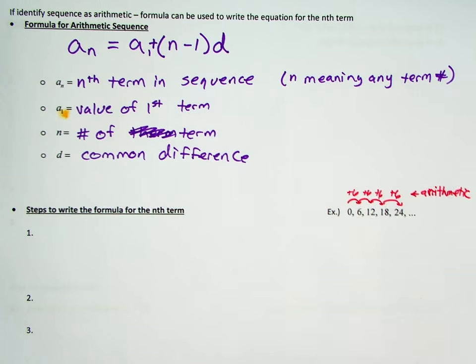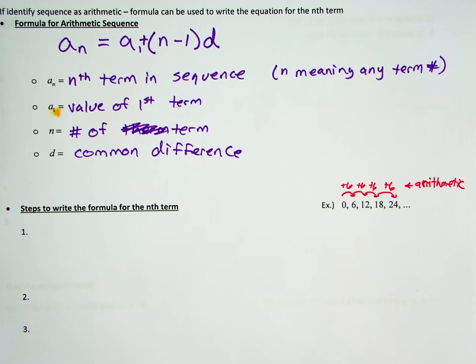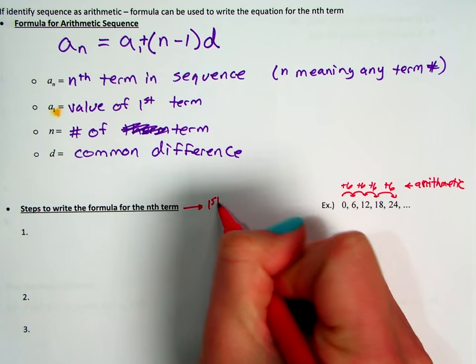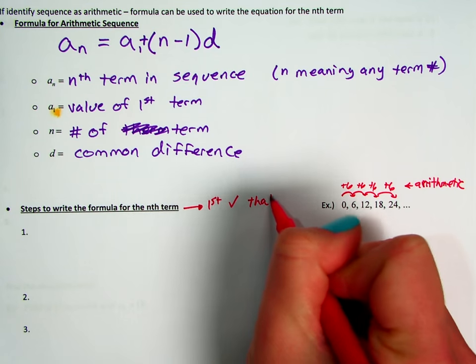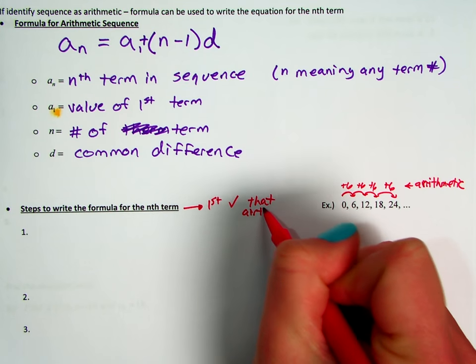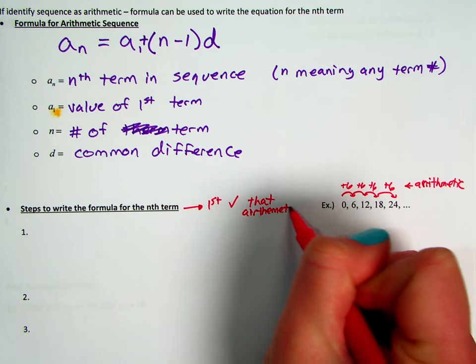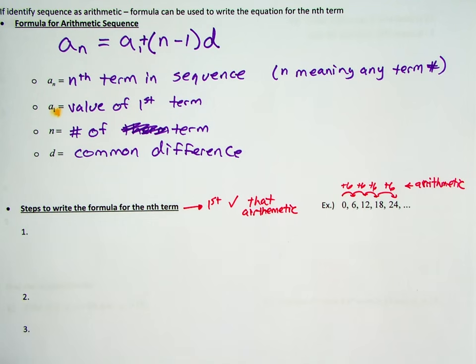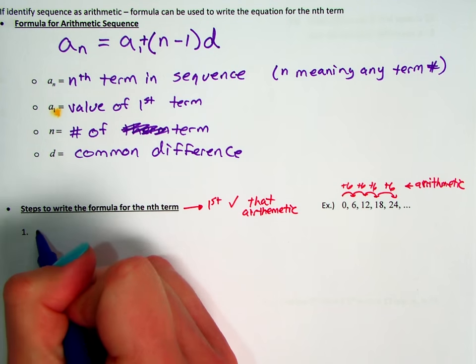So we're adding 6 each time. That tells me that it's arithmetic. So first thing you need to do is check that it's arithmetic. And we know that it's arithmetic if it goes up by the same amount each time or goes down by the same amount each time. Now that I know that it's an arithmetic sequence, I can go into this.